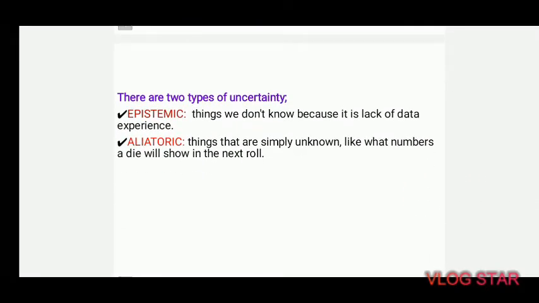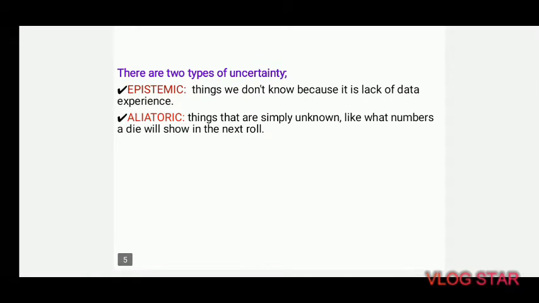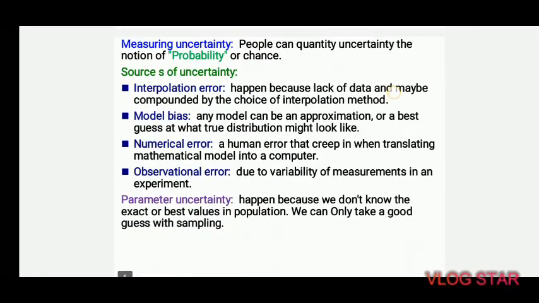There are two types of uncertainty. First is epistemic and second is aleatoric. Epistemic is the things we don't know because of a lack of data or experience, while aleatoric is the things that are simply unknown, like what number a die will show in the next roll. Then, measuring uncertainty. People can quantify uncertainty through their notion of probability or chance.